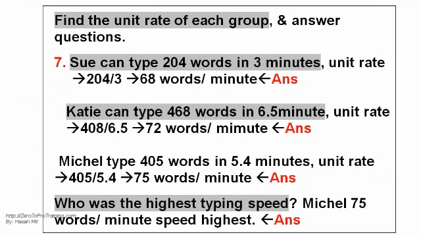Next, rate is comparison of quantities of units. Unit rate of typing speed, words per minute. 6. Sue 68, Katie 72, Michelle 75. And Michelle has the highest speed of 75 words per minute.